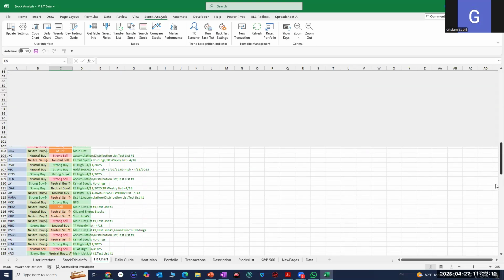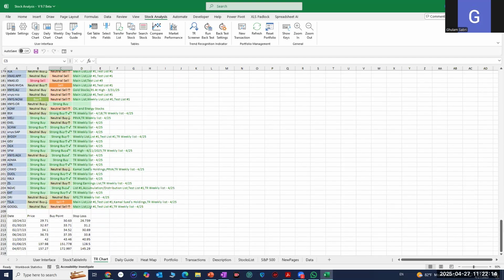Not only this, below this table, it provides you the history of all the prices, buy points, and stop losses. So the latest buy point was established on 7th of April. The price was 152.27 at that time. The buy point was 173 and the stop loss was 145. These are the suggestions made by the software itself.